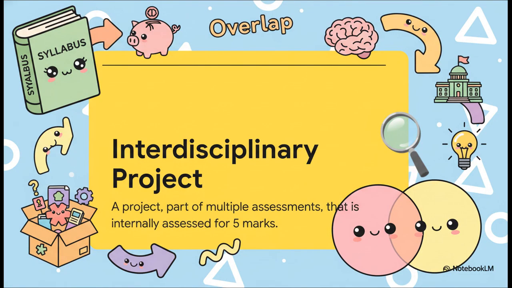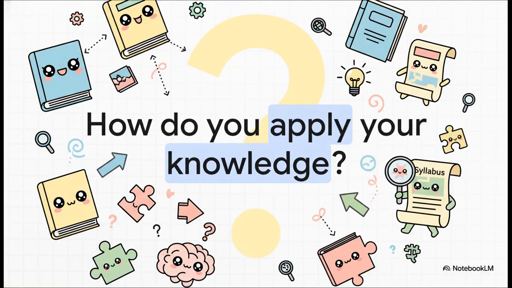And what exactly is it? Well, the syllabus defines it perfectly. It's a project designed to connect concepts across different subjects. The magic word there is interdisciplinary. This is your chance to show how a topic from economics and a topic from political science can actually talk to each other. So this really gets us to the most important point, right? It's not just about what you know anymore. The real question is, how do you apply what you know? How can you take an idea from one chapter and use it to shed light on something in a totally different chapter?